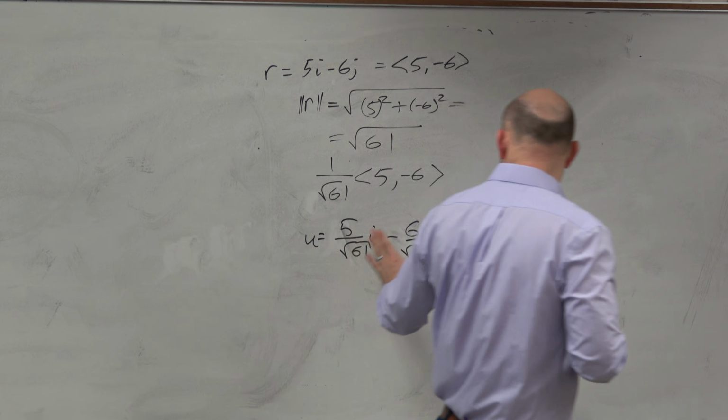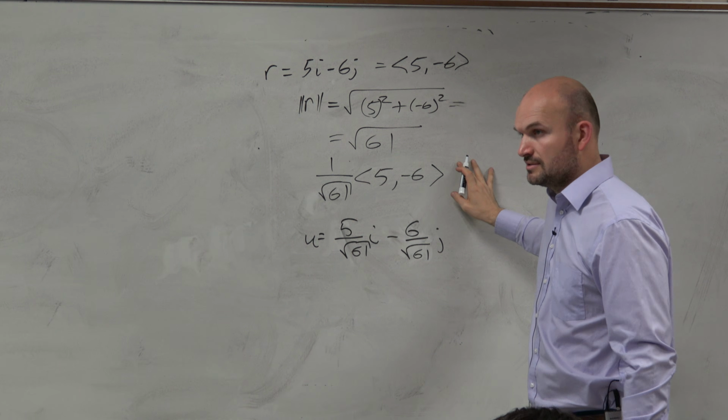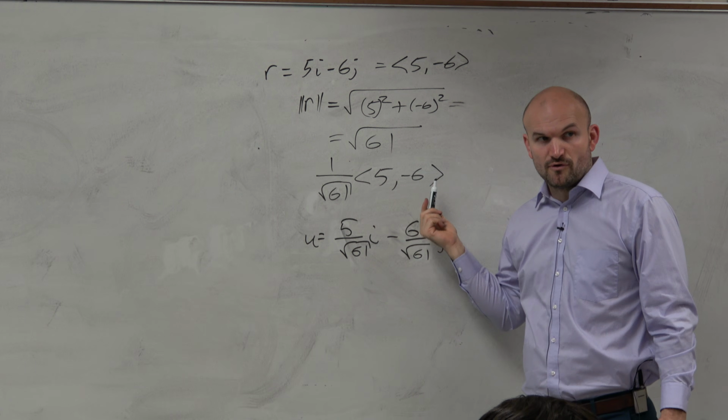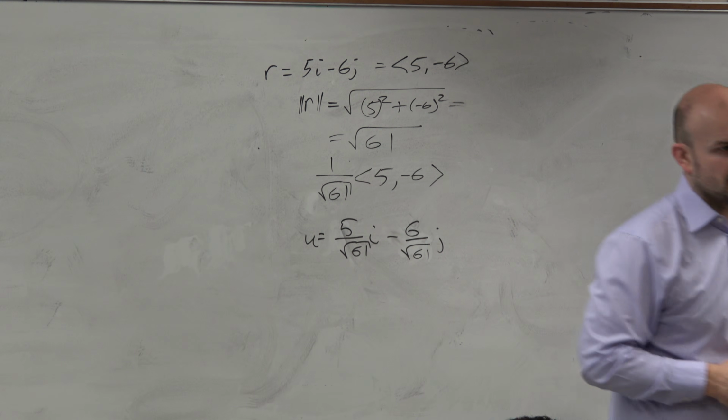So what I did is I distributed the square root of 61 to both of those. And then instead of writing it in component form, I used my linear combination, i and j. Did I say that? Questions?